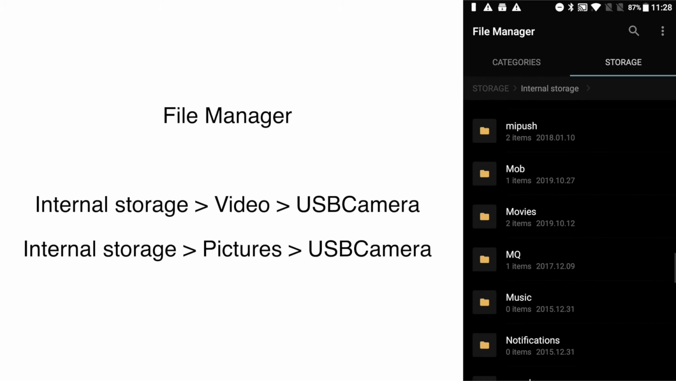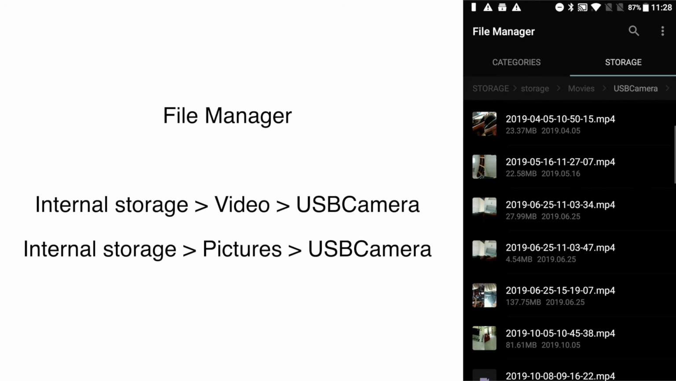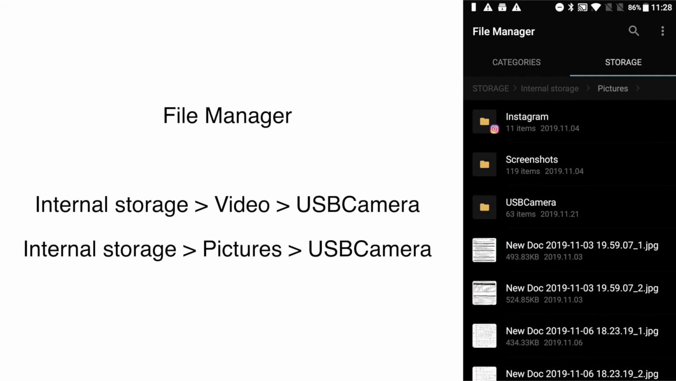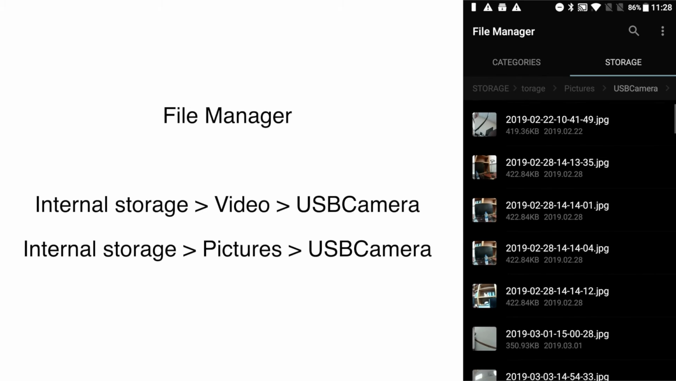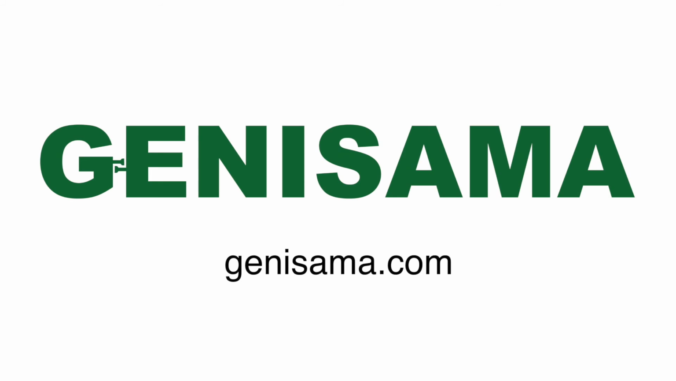In the meantime, in order to view photos and videos, go to the File Manager app on your phone and click on the internal storage, then video, then USB camera for video, and internal storage, then pictures, then USB camera for photos. That concludes the demo and tutorial for 3D Cam by GENISAMA.